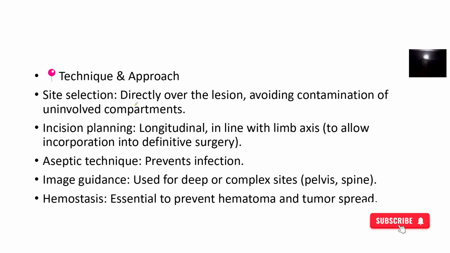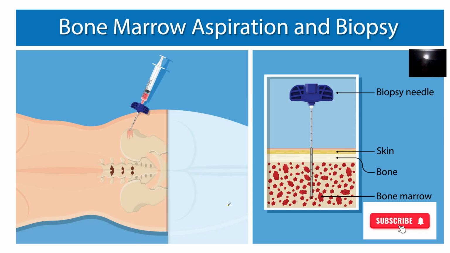So for technique and approach, first of all, you have to select the site where you are doing the biopsy. Then the incision will be planned, whether it will be longitudinal and all of that. Then aseptic technique: you have to make everywhere so clean because you don't want infections to come in. Then image guidance, which is used for deep or complex sites. Then hemostasis, how to stop the bleeding, so that you prevent hematoma formation.